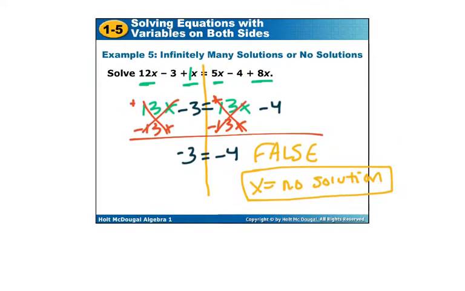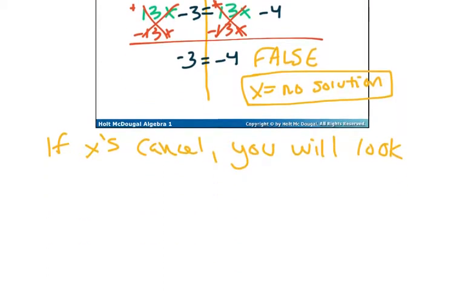Again, you're going to have to solve by distribution on day 2. You're also going to have to combine things on the same side of the equals. And then you're going to have to move that chunk, so that's kind of new, where there's variables on both sides. And then ultimately you might get something where the x's cancel. And so anytime the x's cancel, you're going to look out for that false statement or that true statement. So again, if x's cancel, you will look for true or false statement.